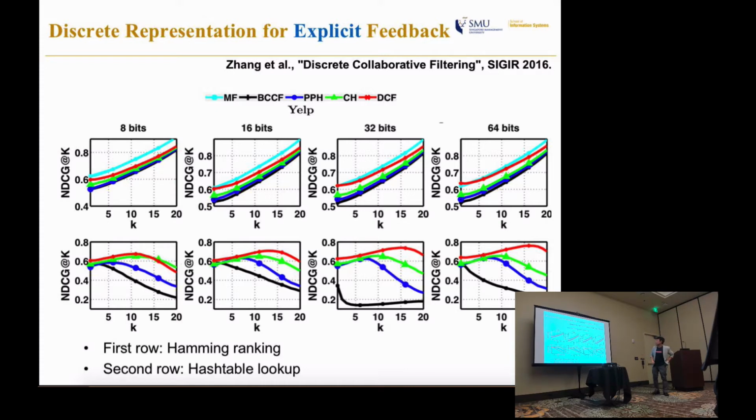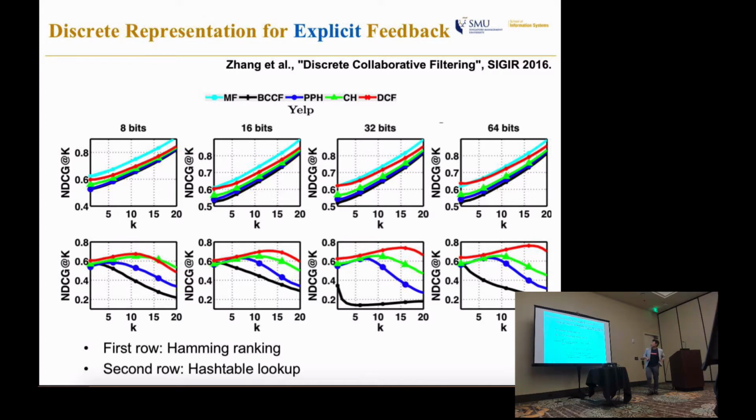Now, what they are showing here is that if you look at the length of the binary code, 8 bits, 16 bits, 32, 64, as they increase the number of bits they need, they are already approaching the performance of the real valued vectors that you get from matrix factorization. So essentially, very similar level of performance, but in this case, because of the binary codes, they can get much more efficient retrieval, which is an advantage in itself. The top row here is based on the hash table, based on the Hamming ranking. The one below is based on the hash table lookup.